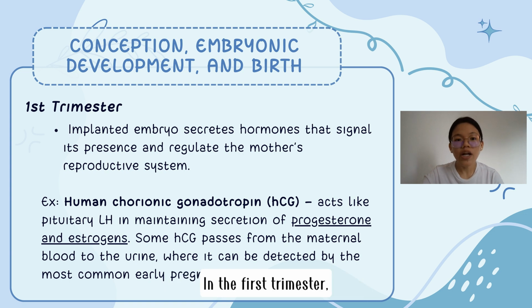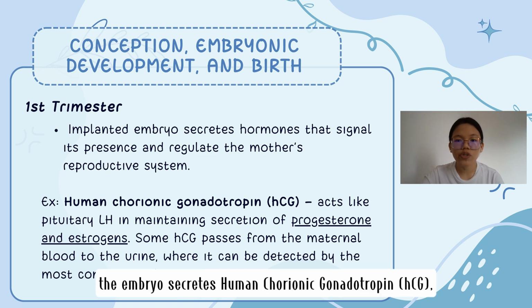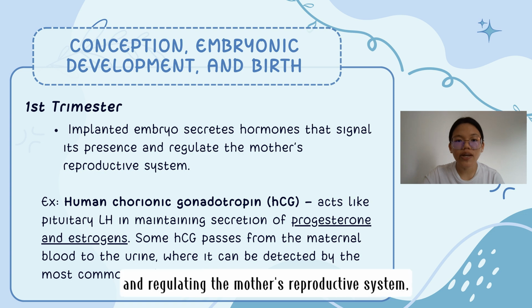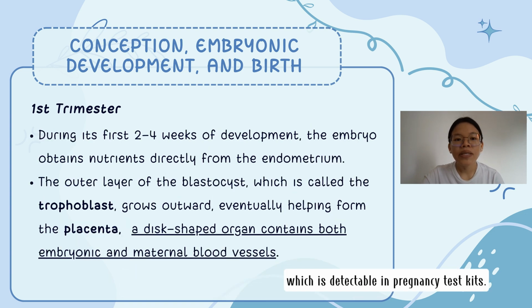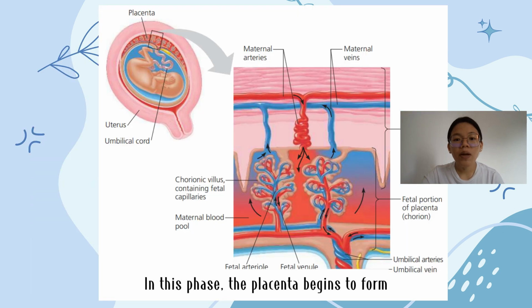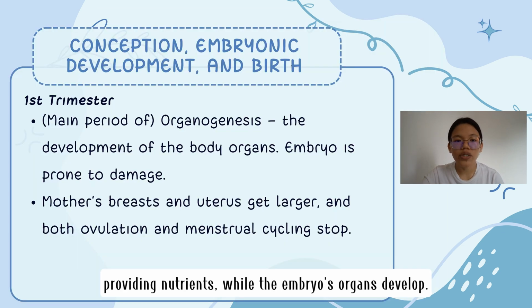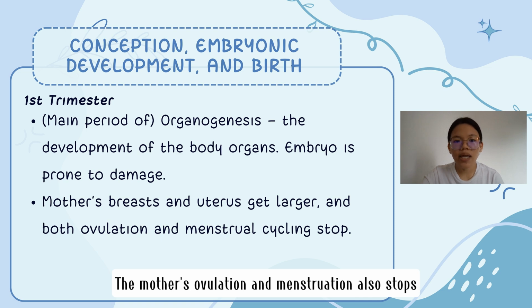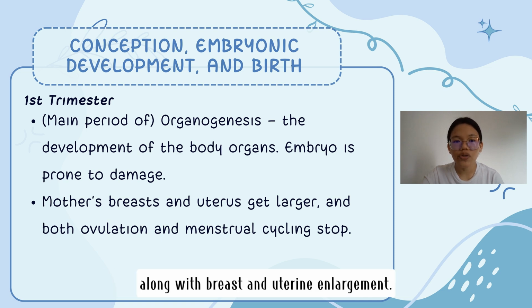In the first trimester, the embryo secretes human chorionic gonadotropin, signaling its presence and regulating the mother's reproductive system, which is detectable in pregnancy test kits. In this phase, the placenta begins to form, providing nutrients, while the embryo's organs develop. The mother's ovulation and menstruation also stop, along with breast and uterine enlargement.